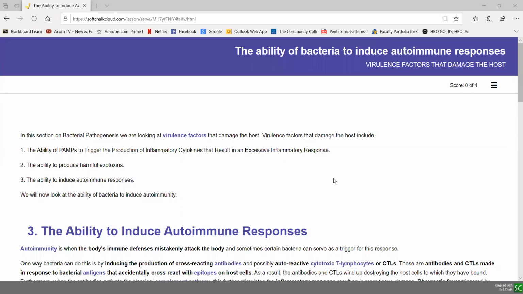In Unit 3, Lecture 4, Part 5, we're going to wrap up our discussions on bacterial pathogenesis by looking at how some bacteria can induce autoimmune responses and harm the body that way. So over the last several SoftChalk lessons, we've been looking at virulence factors that damage the host cell.